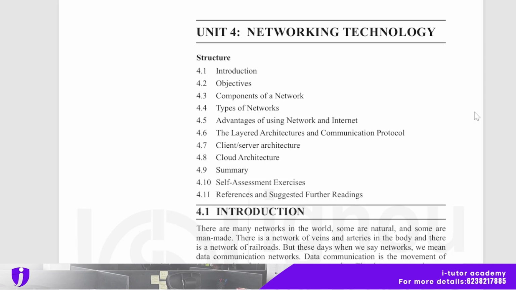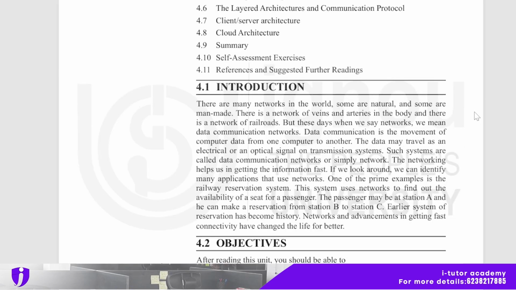Okay, so let's begin with the introduction part. There are many networks in the world. Some are natural and some are man-made. There is a network of veins and arteries in the body, and there is a network of railroads. But these days, when we say network, we mean data communication networks. Data communication is the movement of computer data from one computer to another. The data may travel as an electrical or an optical signal over a transmission system. Such systems are called data communication networks or simply networks.